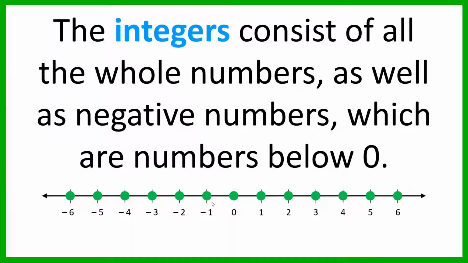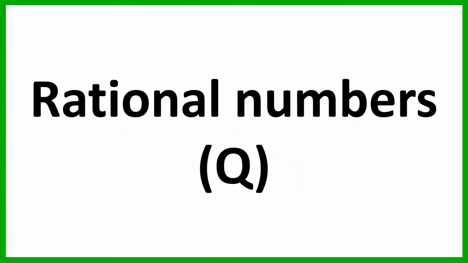But if you look at the number line, there are an infinite number of numbers in between the ones that we've got highlighted over here. If you look just in between 0 and 1, you've got a half, a quarter, a third, a sixth, a tenth. You've got an infinite number of fractions in between there. So we also need a way of classifying all of those numbers that are also on the number line that we haven't classified yet. So we're going to now look at rational numbers, which have the symbol Q.